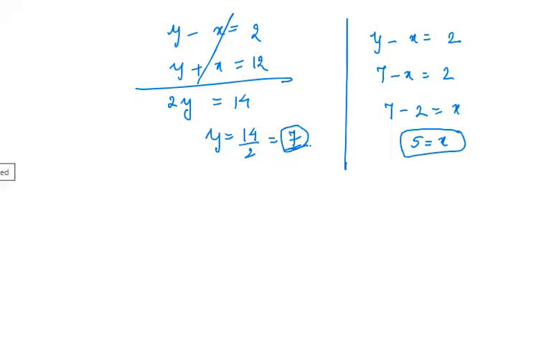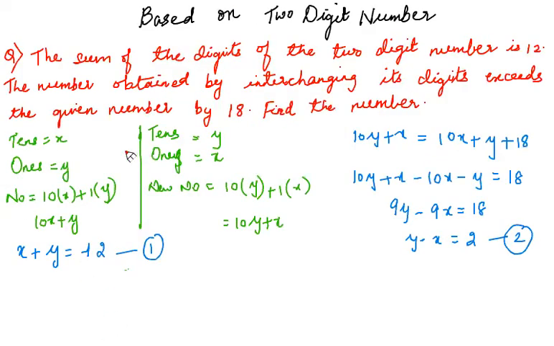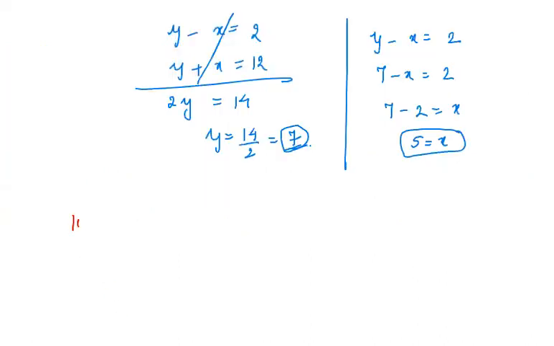Now to find the number, we need to find the original number. The original number is 10x plus y. Substituting the values, 10 into 5 plus 7, 50 plus 7. So the two-digit number is 57.